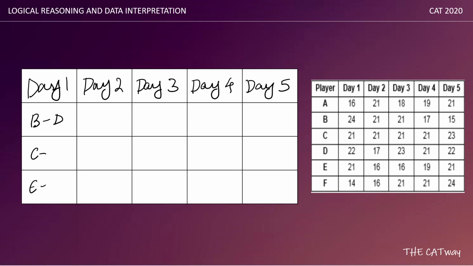Okay, coming to day 2, we can say that A, B and C did not play against each other, and so all three of them have to be placed in three different boxes. So let's put them in three different boxes: A, B and C. Now for day 3, we can definitely say that B, C and F did not play against each other as all of them have 21 points. So all will be in three different boxes. So let's write them: B, C and F.